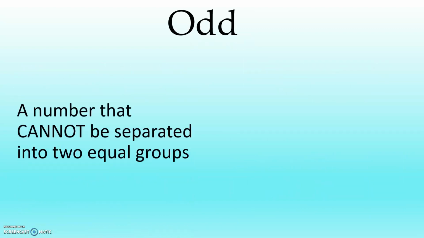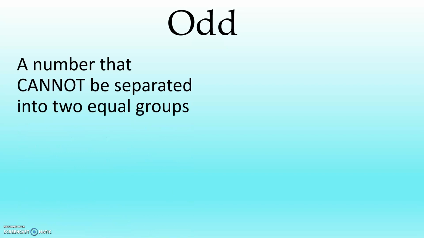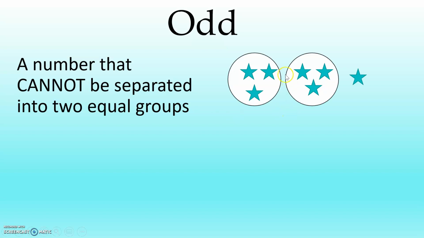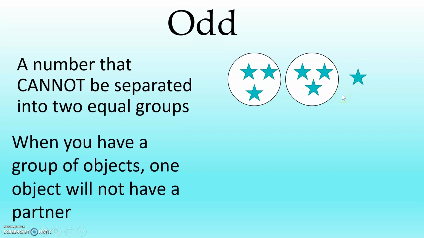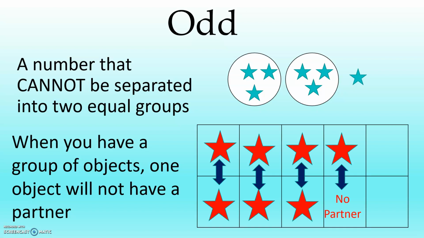Odd. If a number can't be separated into two equal groups, then it's odd. Look at the stars. Two groups, but then there's somebody left out. And if you have an odd group of objects, then one object will not have a partner, like our stars. Partner, partner, partner, no partner. Again, these are the same numbers. Two groups, 3, 3, 6, plus 1 is 7. Here we have 2, 4, 6, 7.